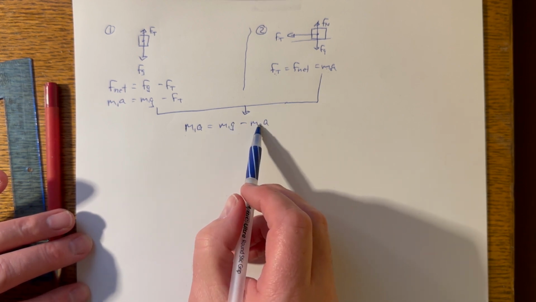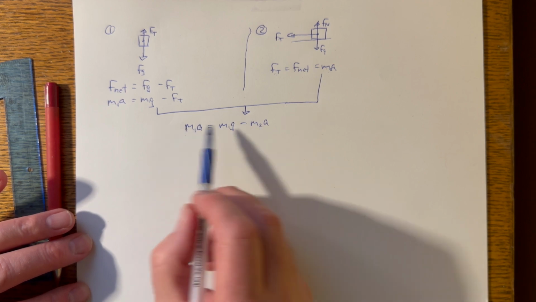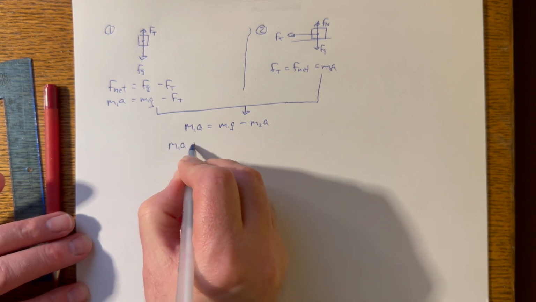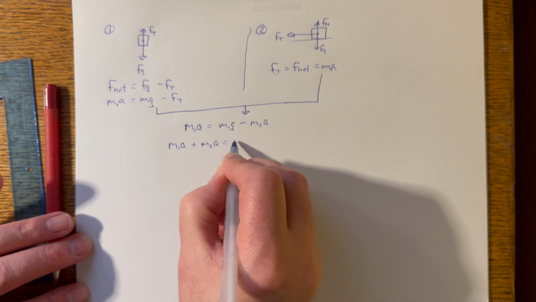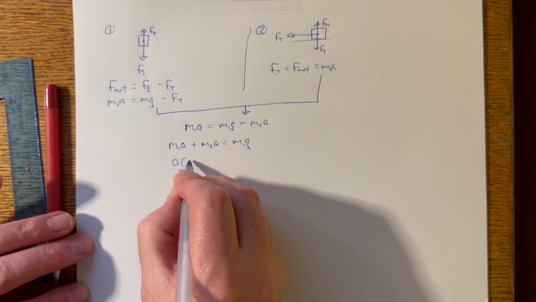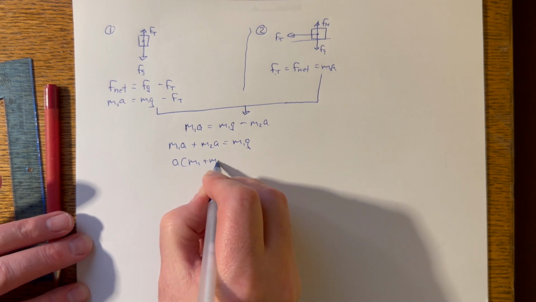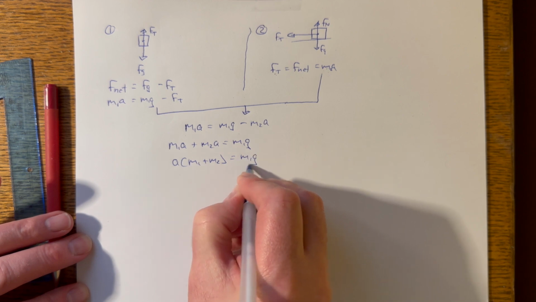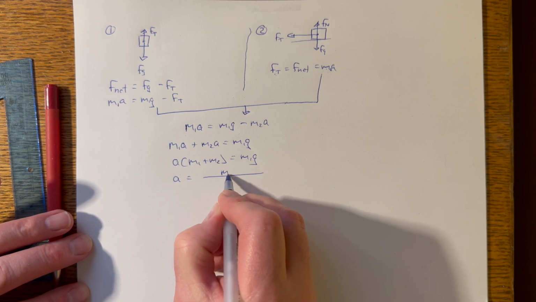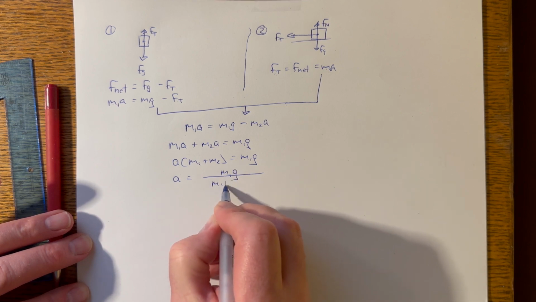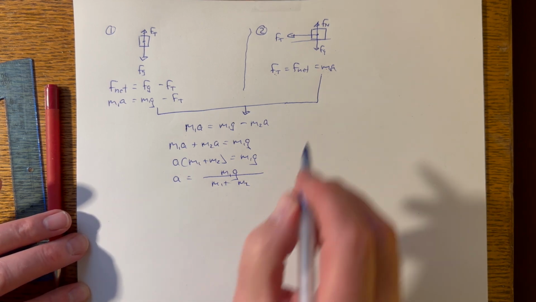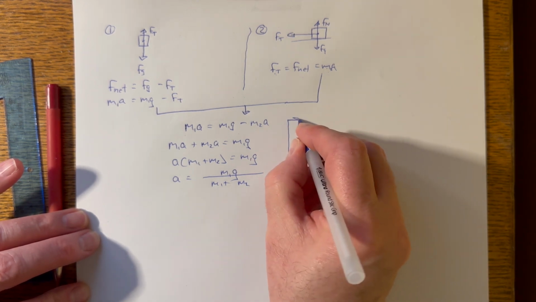I'm going to take this M2A, let's see, over to this side. All the A terms I'm going to take to the left-hand side. So I'll get M1A plus M2A equals M1G. It'll just stay there. Take out a common factor of A. M1 plus M2 equals M1G. And now I can isolate A, which is what I'm looking for, because that's going to be M1G over the sum of the M's. There, I'm going to have the acceleration. Fantastic. So how about let's work some numbers.